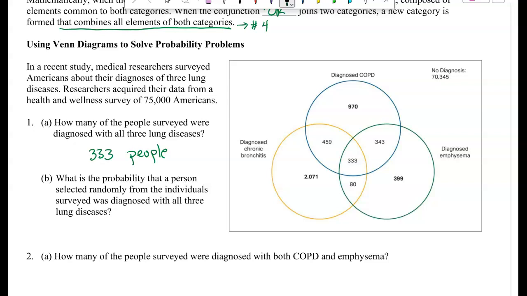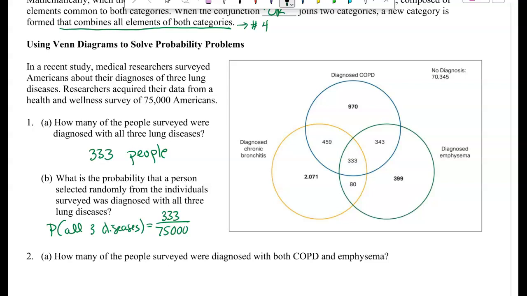What is the probability, I need you to hear this, that a person selected randomly from the individuals surveyed was diagnosed with all 3 lung diseases? What's the probability of, I heard it, all 3 diseases. I'm just going like this real quick. So it's 333 over what?